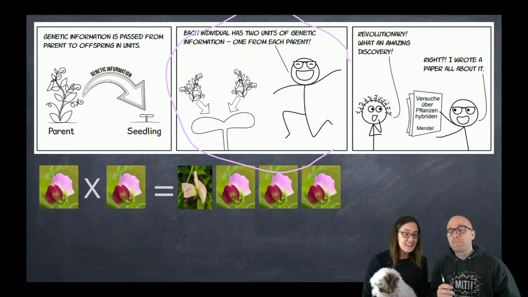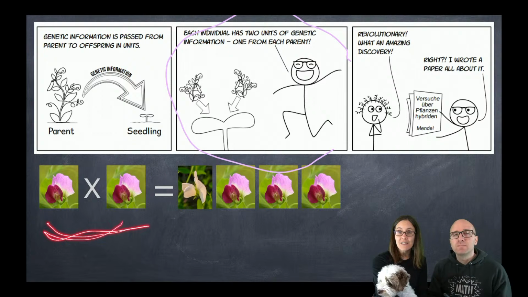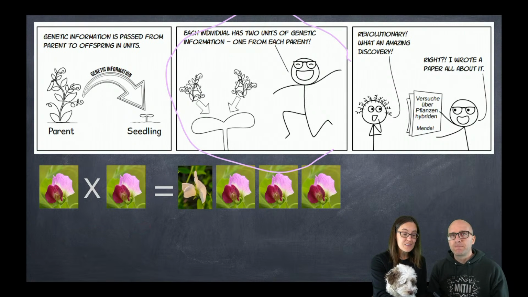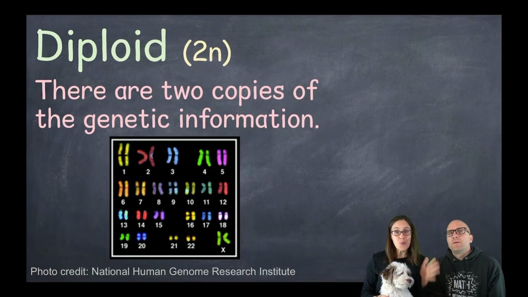He did, and he saw a really interesting ratio when he would cross that first generation where he had crossed two different varieties. He would see this 3-to-1 ratio, and that was his clue, and he used math to come up with this idea that everything has two copies. And we have a cool word for that.